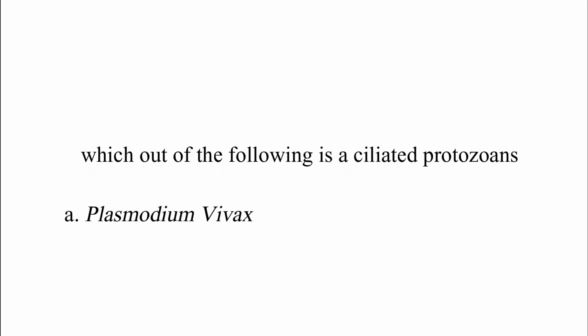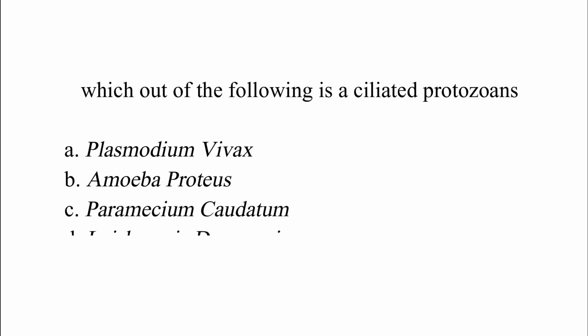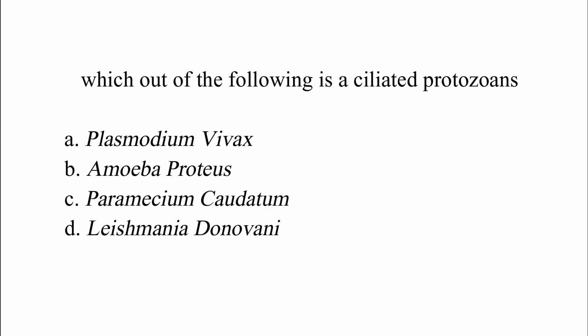Which out of the following is a ciliated protozoan? Option A, Plasmodium vivax. Option B, Amoeba proteus. Option C, Paramecium caudatum. Option D, Leishmania donovani. The correct answer is option C, Paramecium caudatum is a ciliated protozoan.